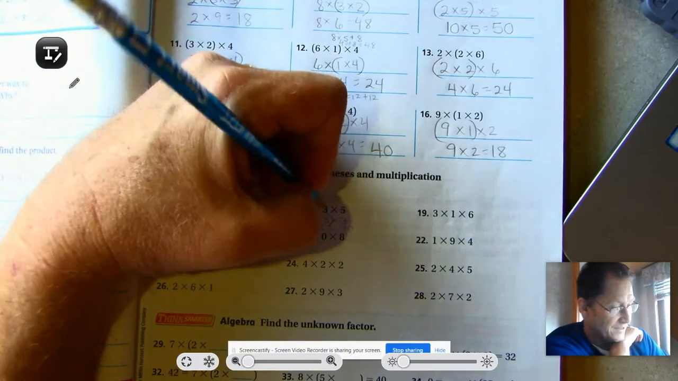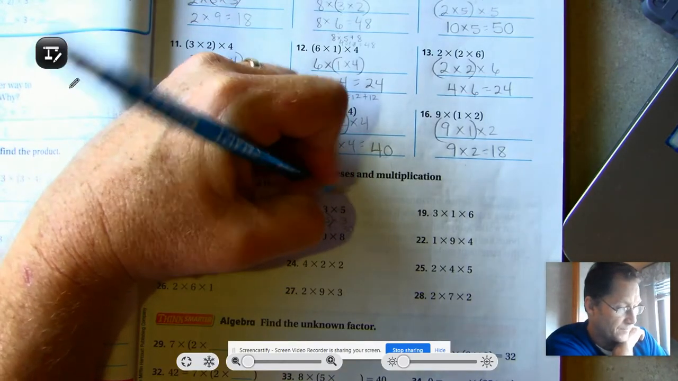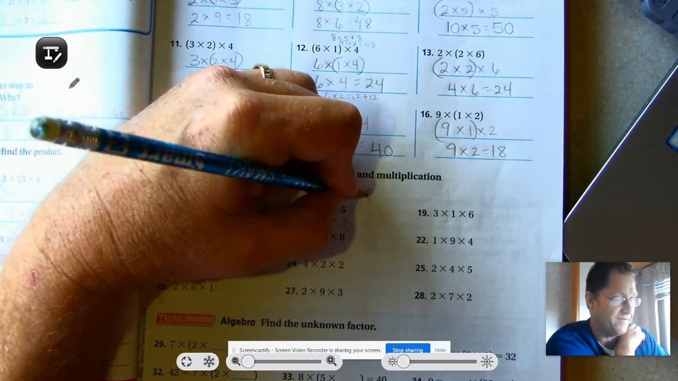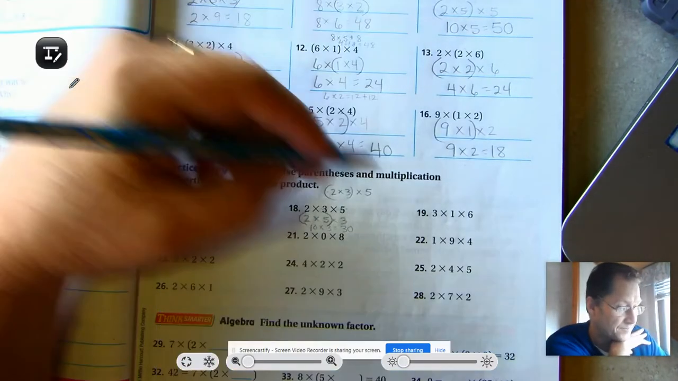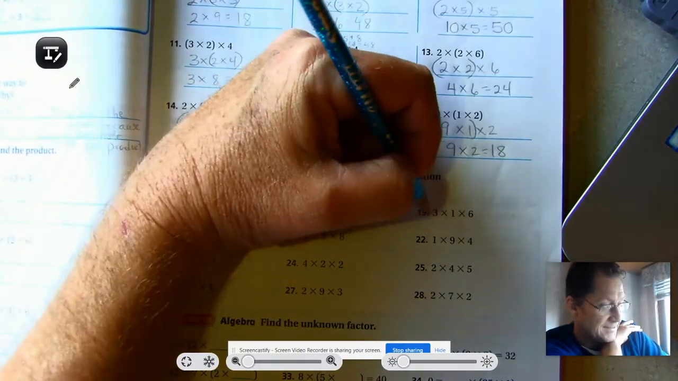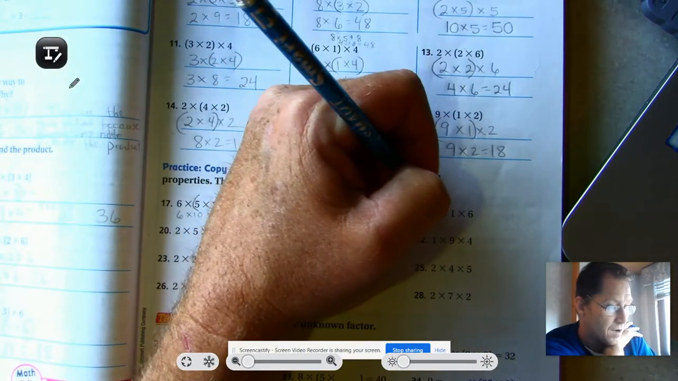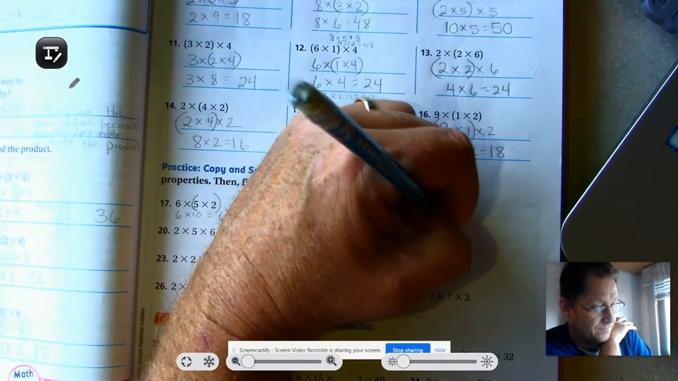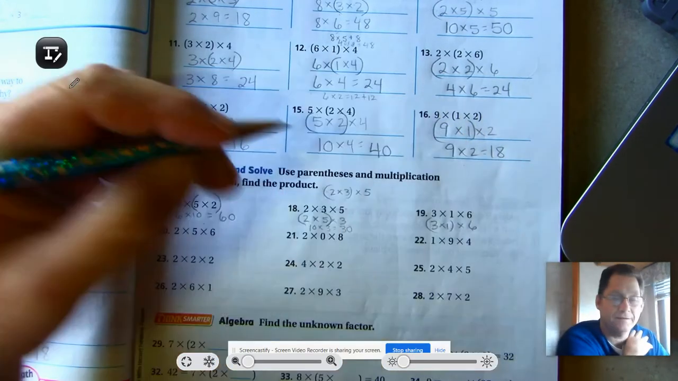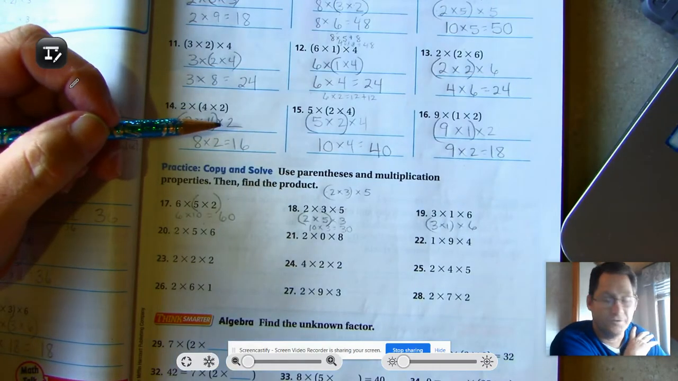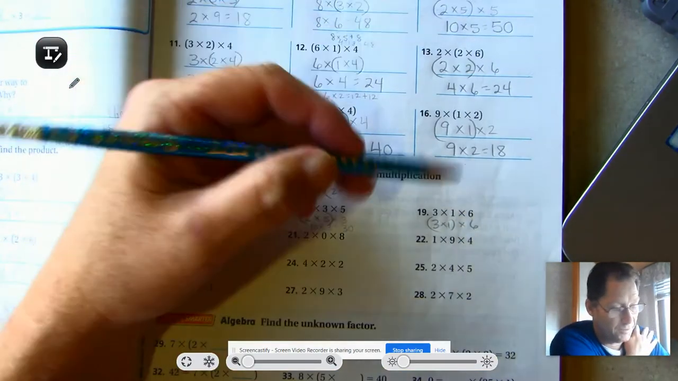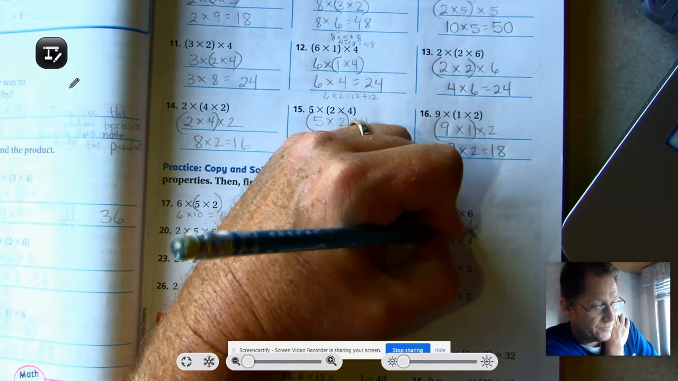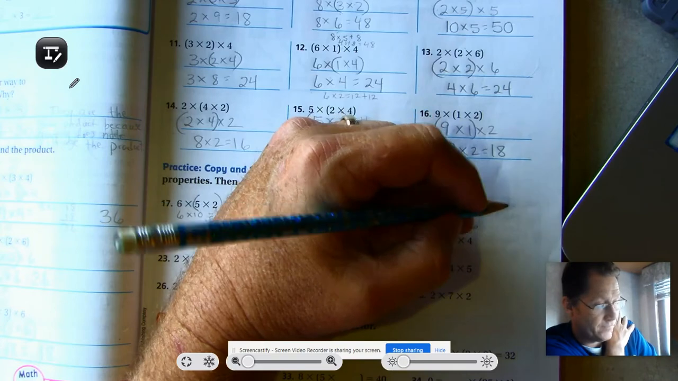If you didn't do that, you could have grouped 2 times 3 and then multiplied by 5. That would have been just as easy. Okay, number 19. It's really not going to matter whether you multiply 6 times 1 or 3 times 1. So 3 times 1 is 3. 3 times 6, 3 sets of 6 is 6, 12, 18.